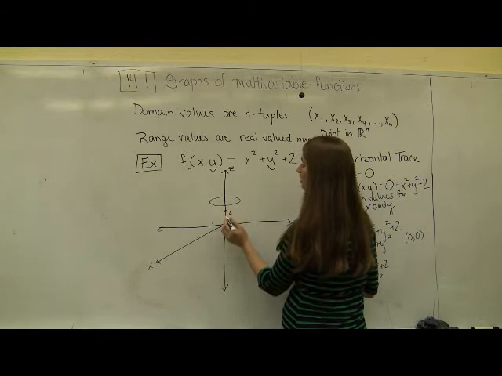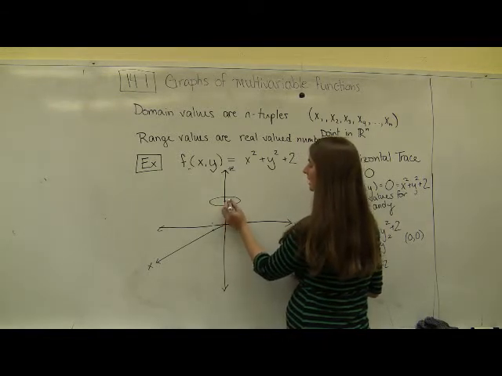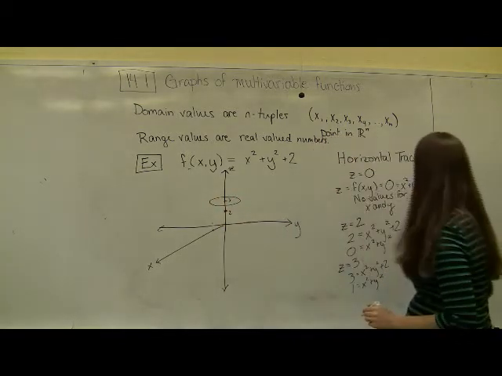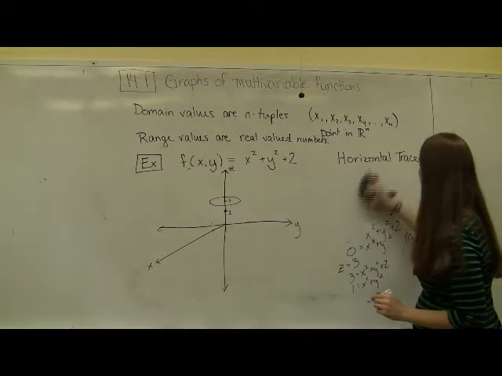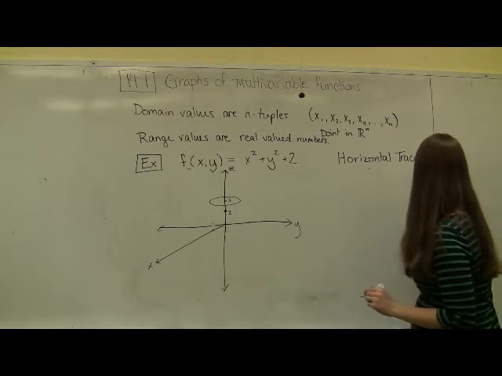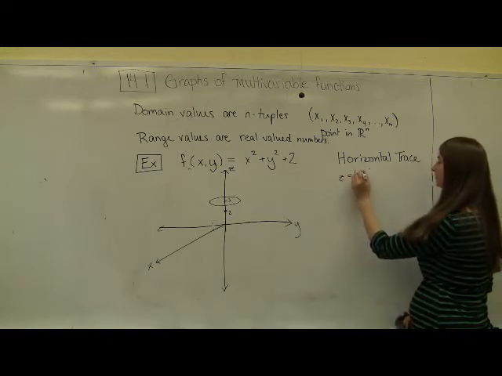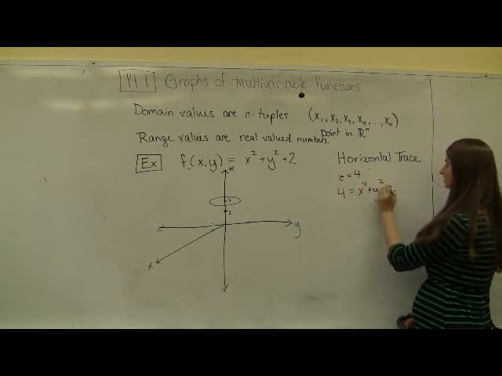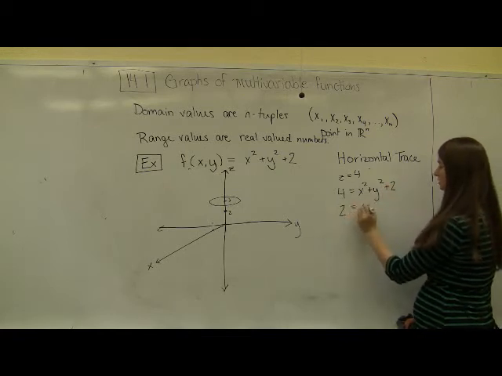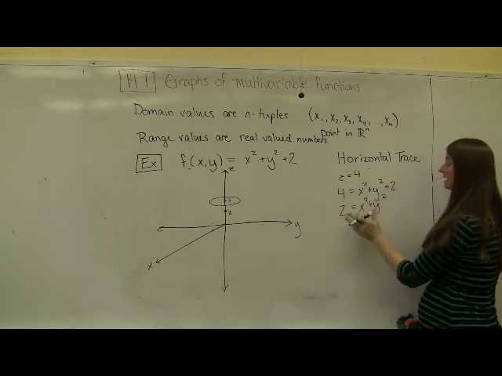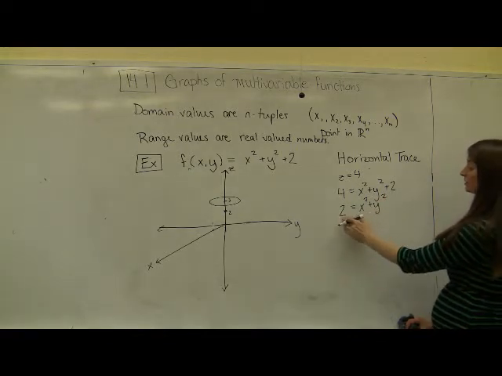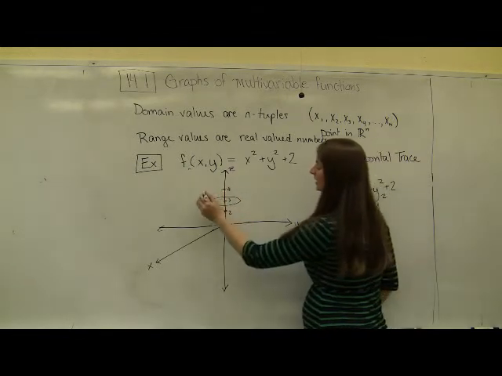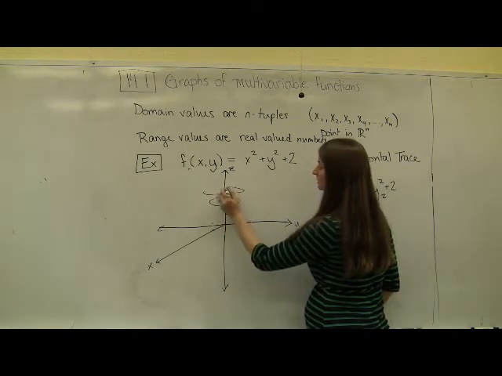So this was my horizontal trace when z was equal to 2, and my horizontal trace when z equals 3 is a circle of radius 1. I'm going to do one more for this example. Let's let z equal 4, and I see that 4 will be equal to x squared plus y squared plus 2, or 2 is equal to x squared plus y squared. Again, I get a circle. This time the circle has radius square root 2. So when my z value is 4, I have a circle with a radius that's a little bigger than it was last time.